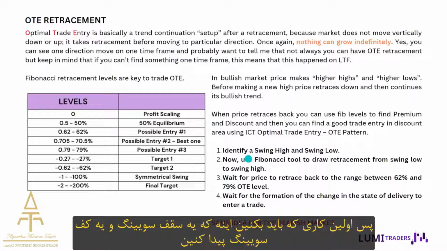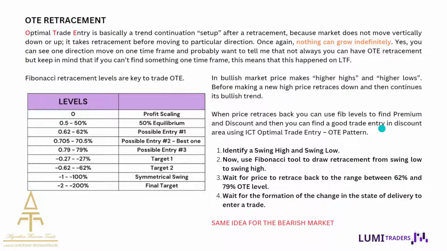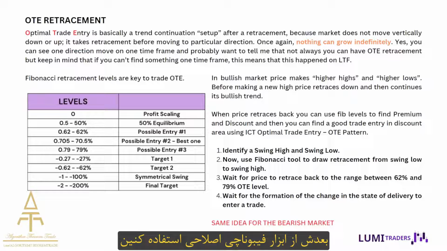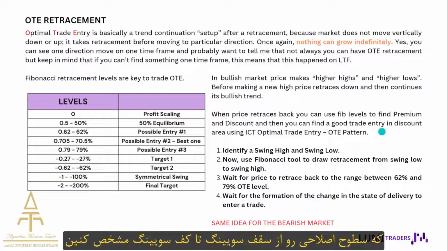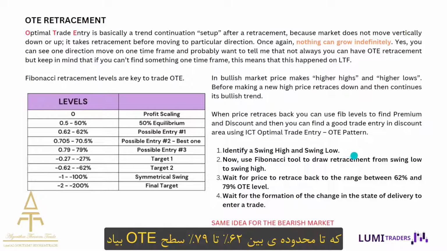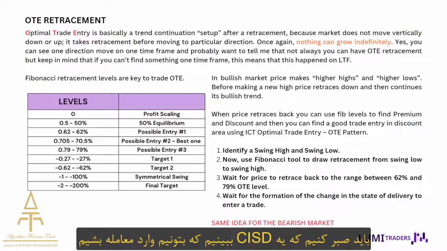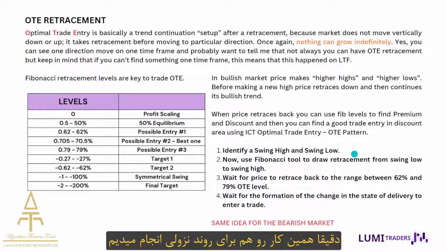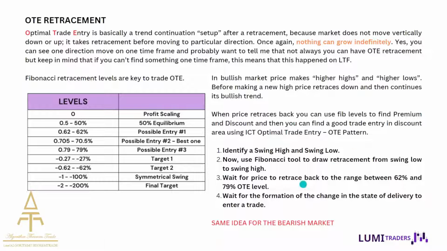So first what we need to do is to find swing high and swing low. After this, you want to use Fibonacci retracement tool to draw retracement from swing low to swing high. Next, you wait for the price to retrace back to the range between 62 and 79% of OT level. Wait for formation of the change in the state of delivery to enter the trade. Exactly the same idea works for bearish market.